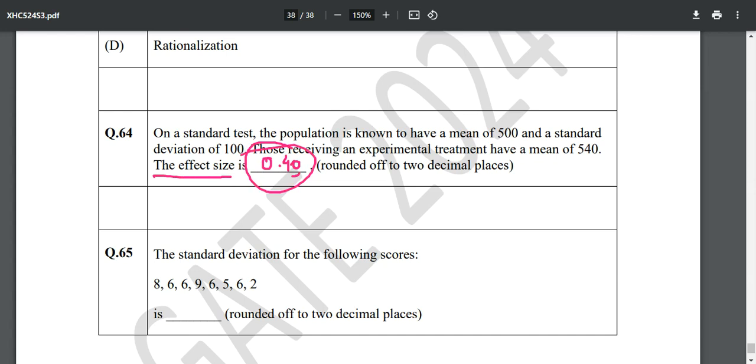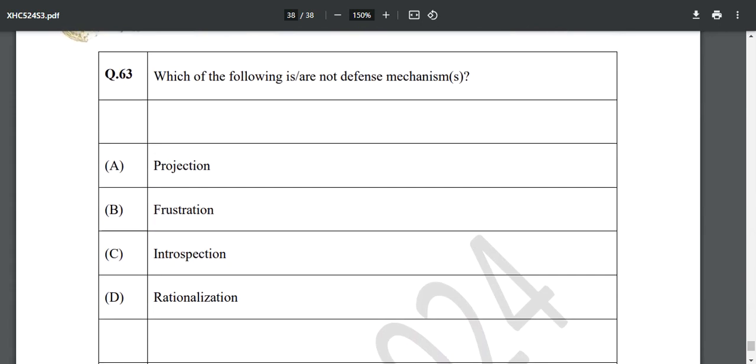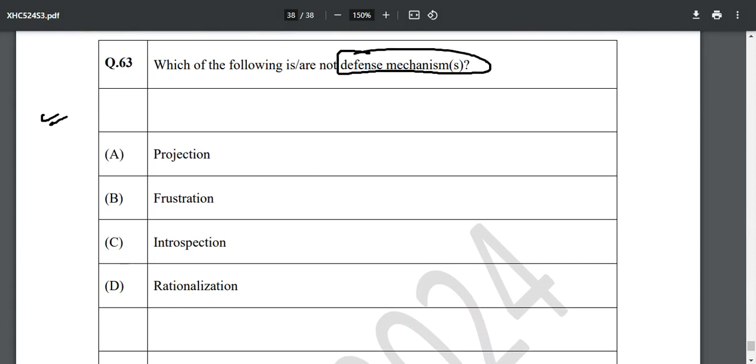Alright, so let's now move ahead to the next question, question number 63. This question came for the first time regarding defense mechanisms. It might have been in 21, but I'm not sure. But defense mechanisms they have included for the first time. They have asked for 'not', so you must be aware of what they are asking you. Which of the following is/are not a defense mechanism?